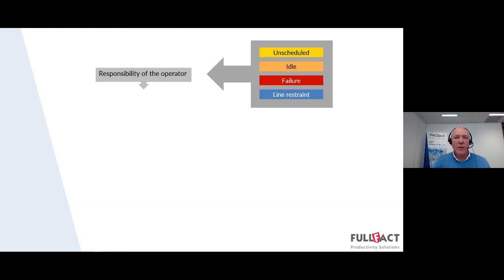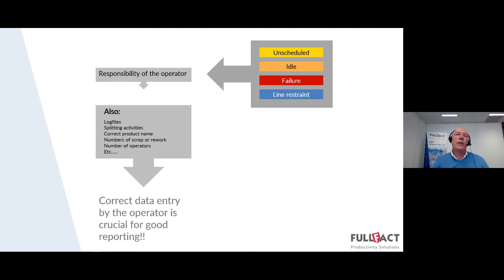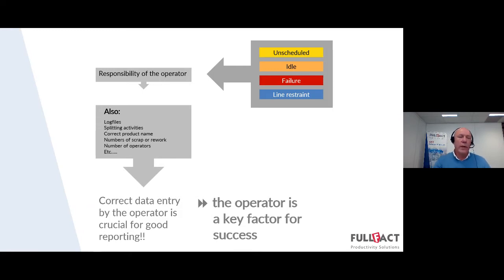Mention this to the operators: it is their responsibility, and they have to put in the standstill reasons in the correct way. Together with other authorities, they can get log files and splitting activities within our software. Correct data entry by the operator is crucial for good reporting. That's a motto, and this is a slogan: the operator is a key factor for success. If the operator is not willing to do what he has to do in a correct way, the software will fail, and the continuous improvement does not get good input to realize improvements.